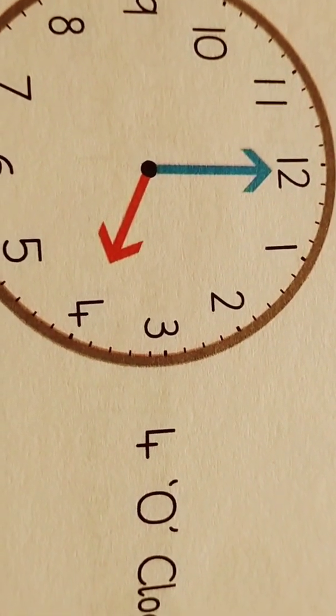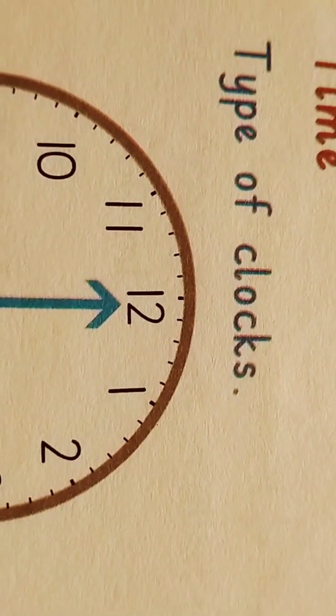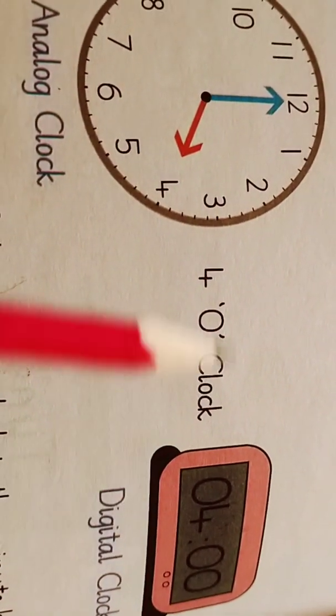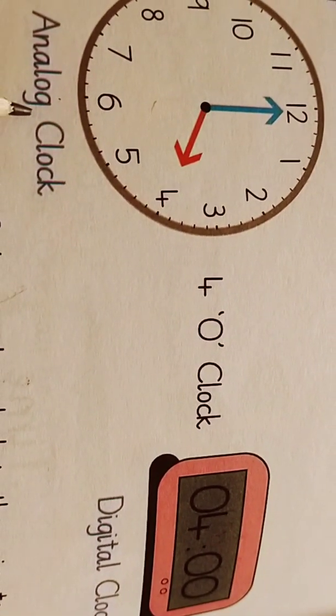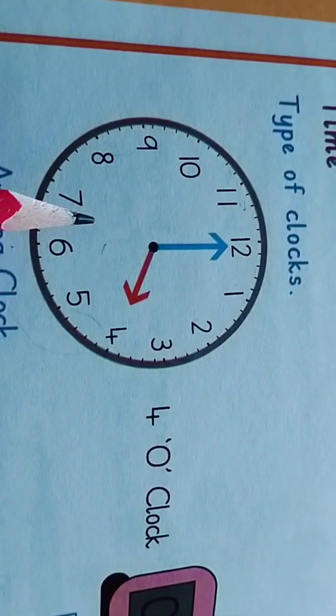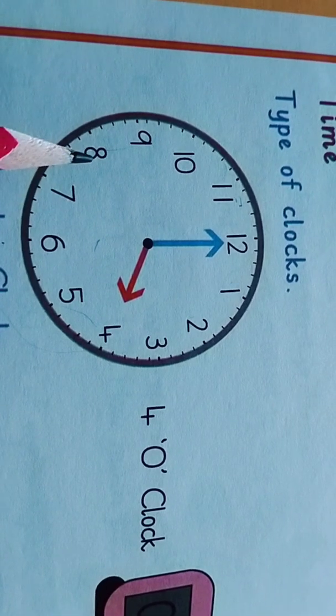Today we learn to see the time on the clock. Firstly, I will tell you the types of clocks. There are two types of clock: analog clock and digital clock. First, I will tell you about the analog clock.